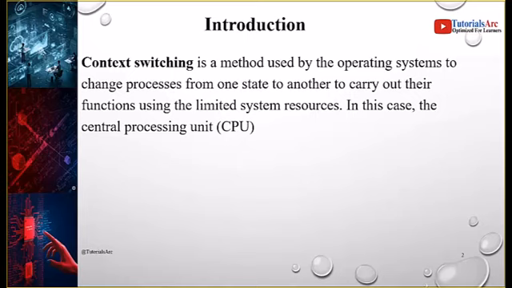Because there are multiple processes competing for the limited computing resources, in this case CPU time, the operating system has to improvise a means of allowing each of these processes to take advantage of that central processing unit time. How is that done? It is through the process of context switching.